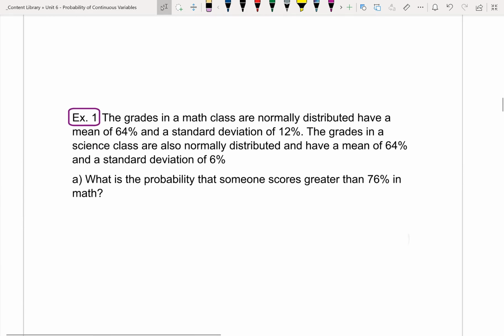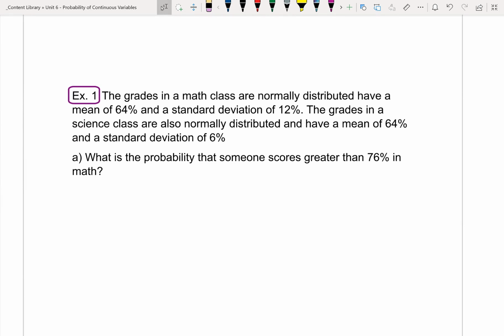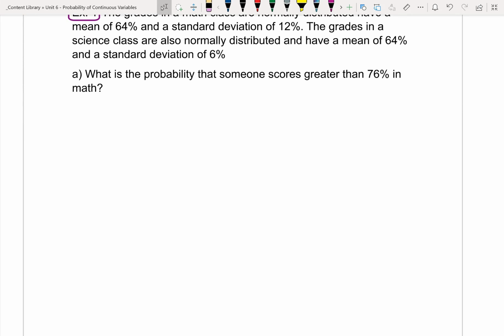So for example, in example 1, the grades in a math class are normally distributed and they have a mean of 64% and a standard deviation of 12%. The grades in a science class are also normally distributed and have a mean of 64% and a standard deviation of 6%. What is the probability that someone scores greater than 76% in math?